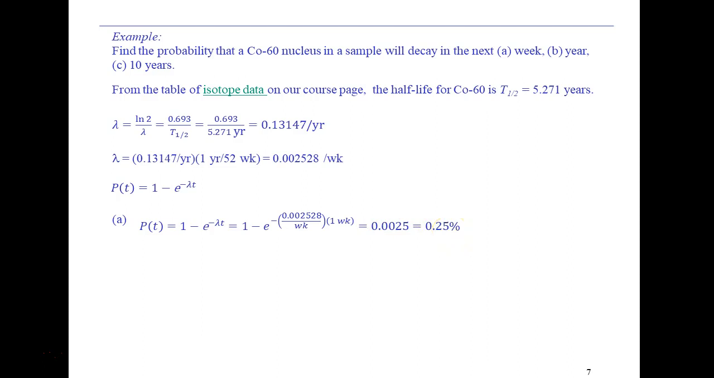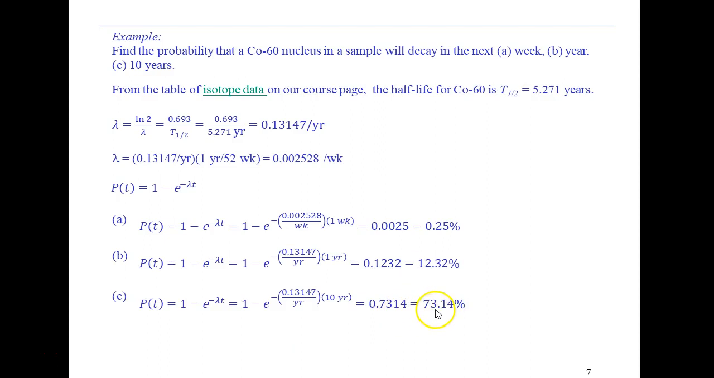Not a big percentage, but that's expected because the half-life is over 5 years, so the probability that a nucleus will decay in the next week should be really low. What about if that's 1 year? That should be a little bit larger, right? If you actually put in 1 year and lambda in inverse years, you get 12.32%. What about 10 years? That should be much larger because that's almost 2 half-lives later, right? And in fact, it turns out to be 73%.